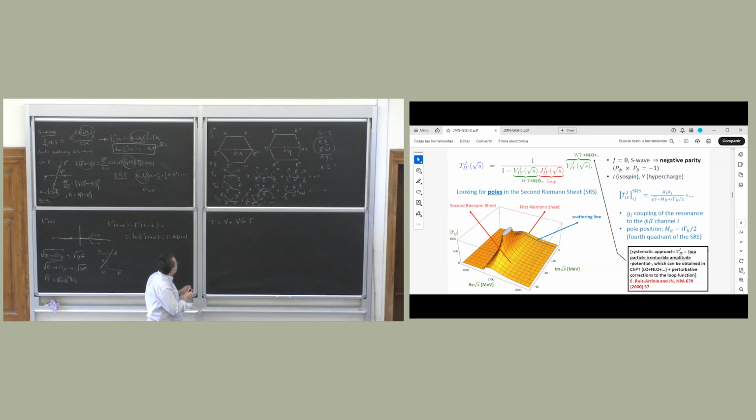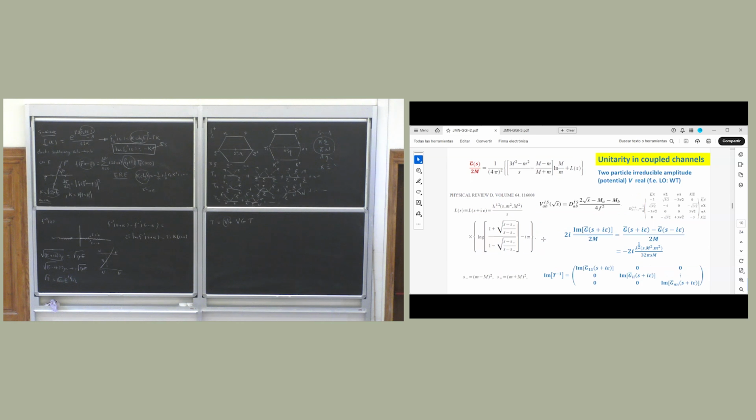And for instance, okay, let's pay attention to each of the pieces of this equation. V is the matrix, is the potential, and is the thing that is determined in principle by chiral symmetry. At leading order it is given just by the Weinberg-Tomozawa term, right? Look at that. This is V. You see? This is V. It's a 4 by 4 matrix.